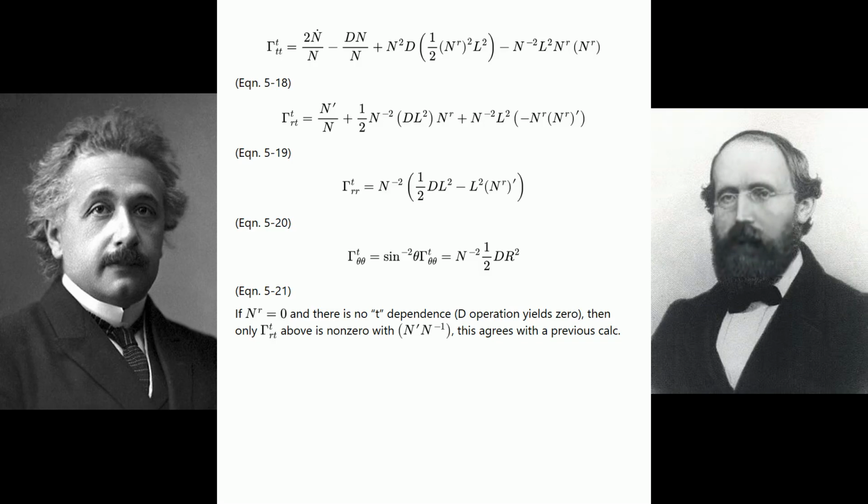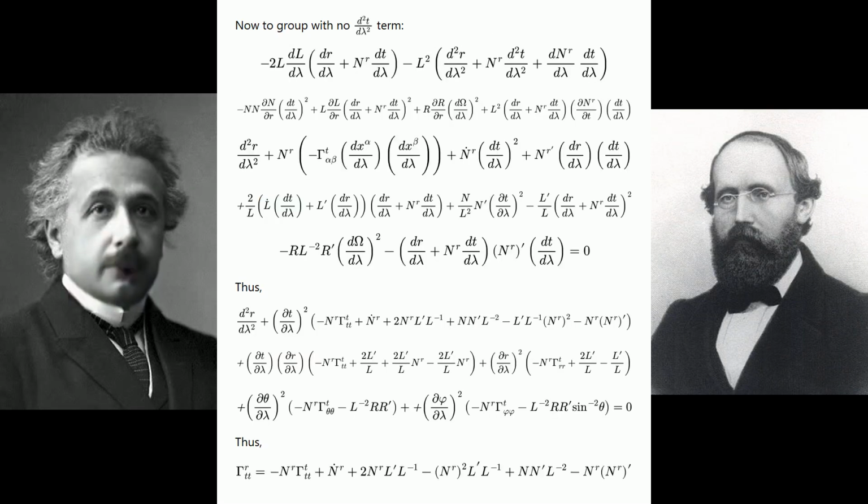See equation 5-21. If n^r equals 0 and there is no t dependence, the d operation yields 0, then only Γ^t_{rt} above is non-zero, with n'n^{-1}. This agrees with the previous calculation.